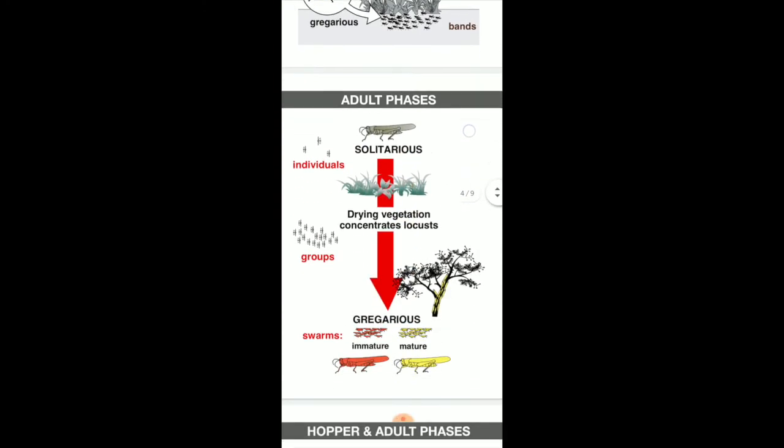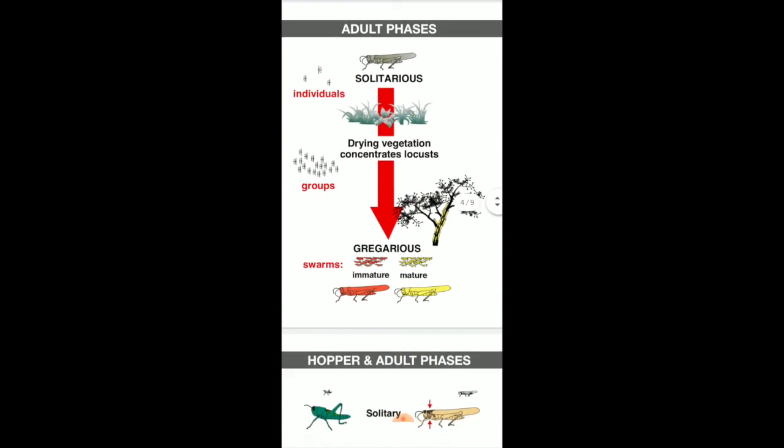Now, this phase transformation also occurs in adults. Normally adults are solitarious individuals. They're living in the desert and they're the color of the desert. They're brown, okay? But as conditions are favorable for increasing in numbers, and then become unfavorable, the drying vegetation concentrates the locusts. They can form groups, okay? And those groups will be kind of a pinkish brown if they're immature, or a yellowish brown if they're mature.